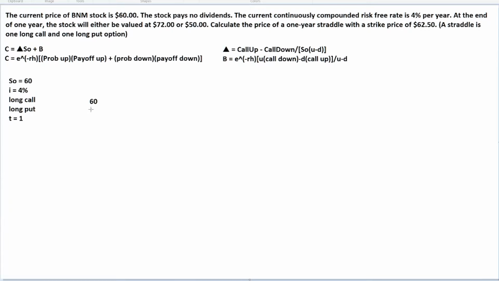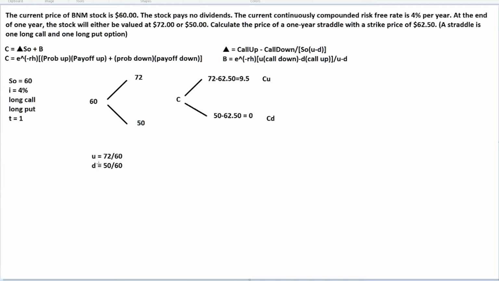We have our stock price is $60, and we know that it goes up or down to 72 or 50. So now we have to figure out what the payoffs on our call are going to be. A call payoff is going to be the underlying asset's price minus the strike price, so 72 minus 62.50, which equals 9.5 here. And when it goes down, we have 50 minus 62.50. That's negative, and the minimum payoff of a call is 0, so we default to 0. So call up is going to be 9.5, call down is going to be 0.